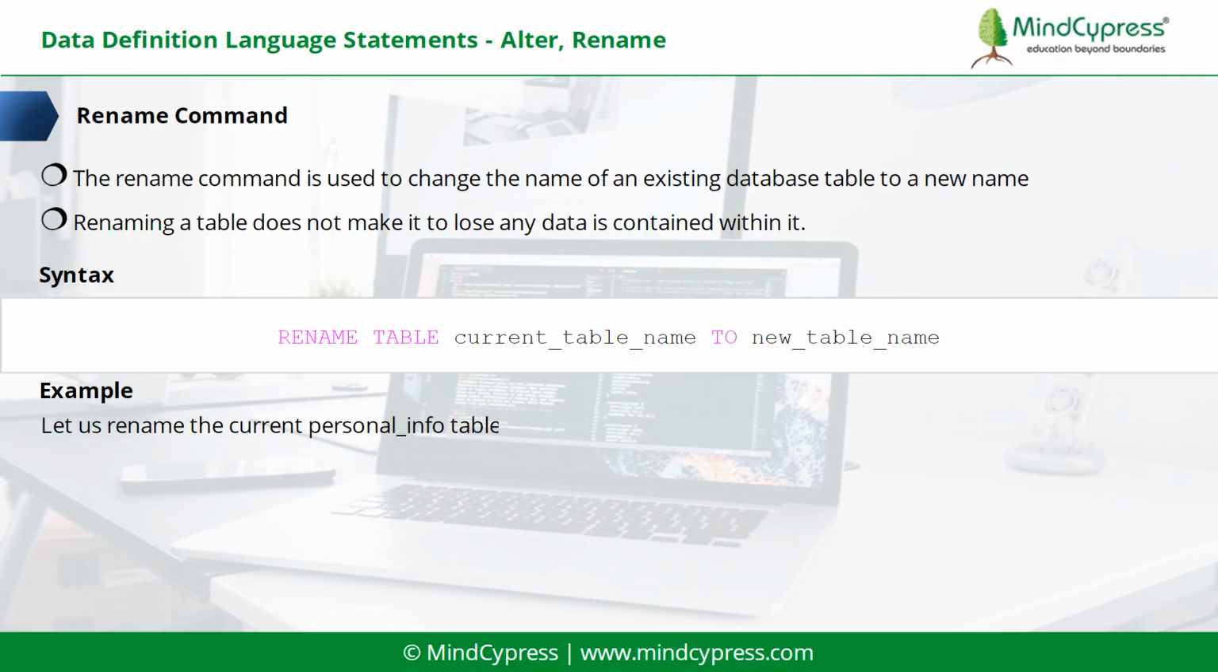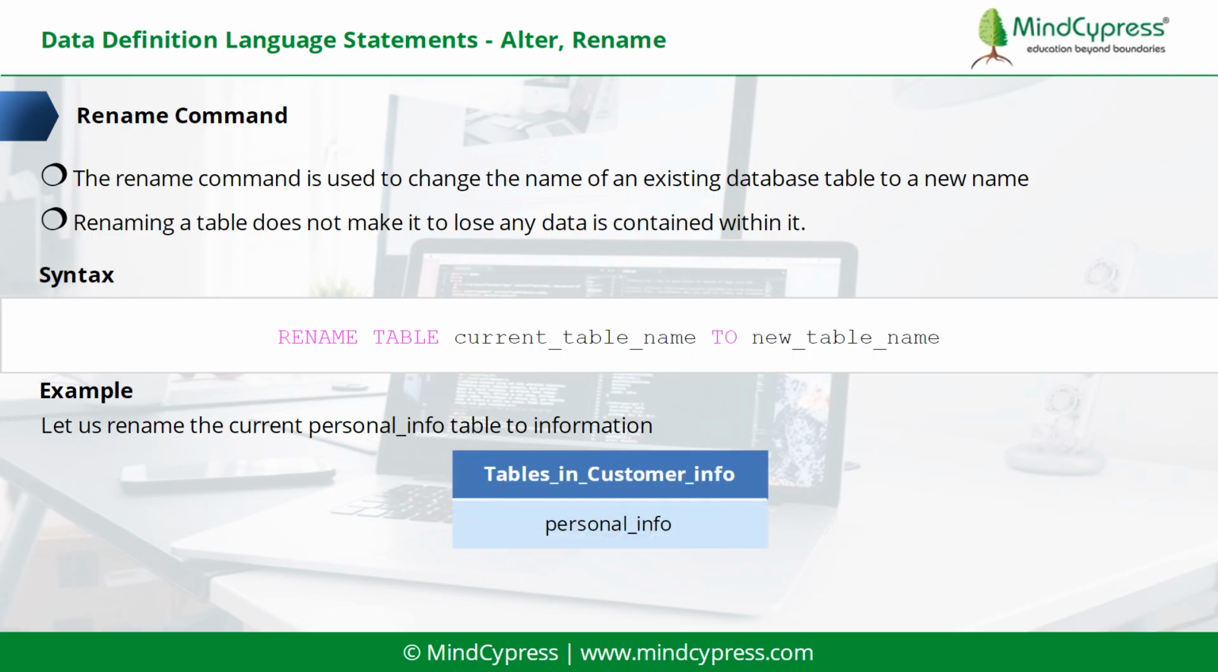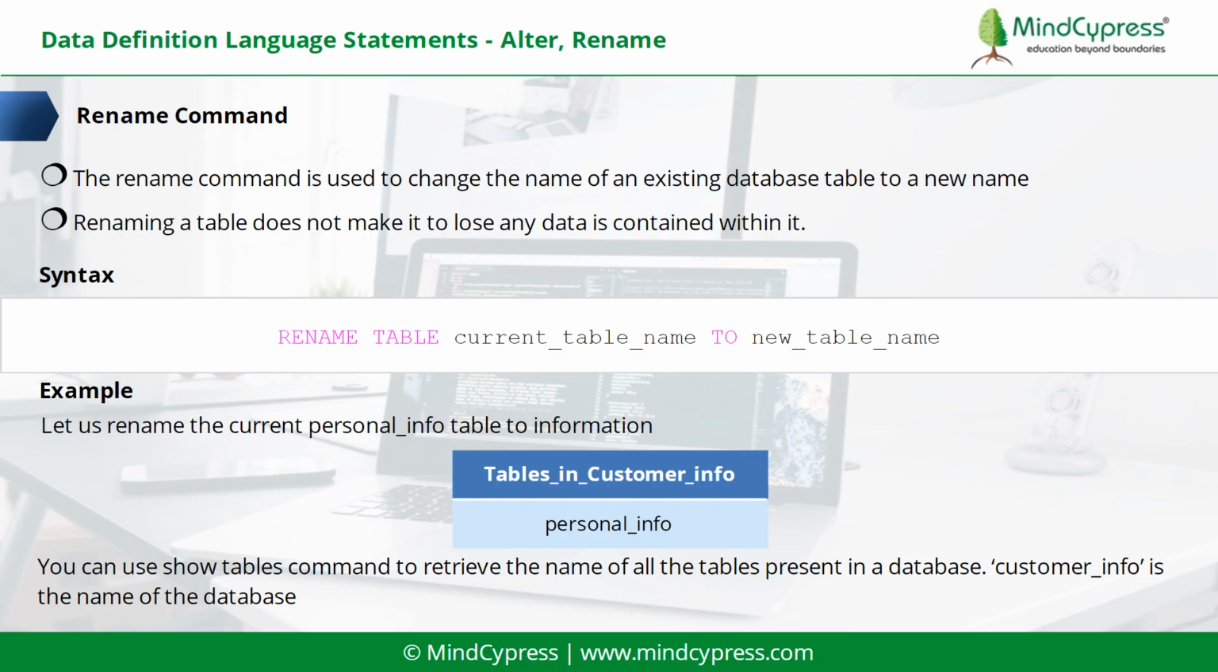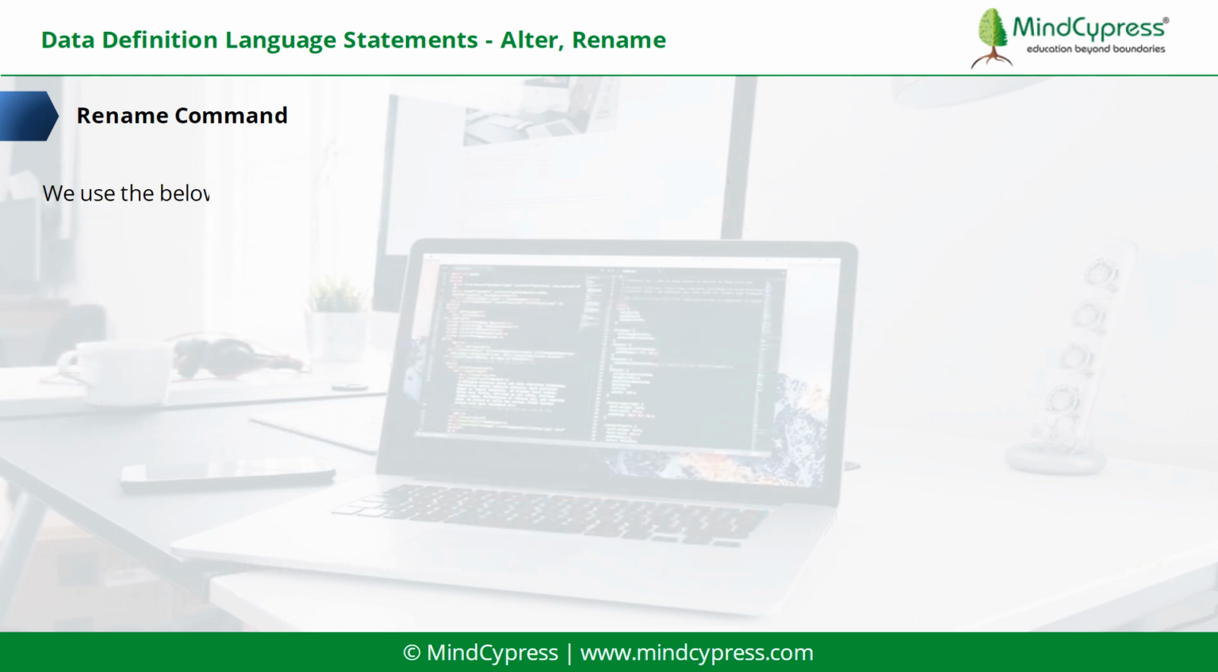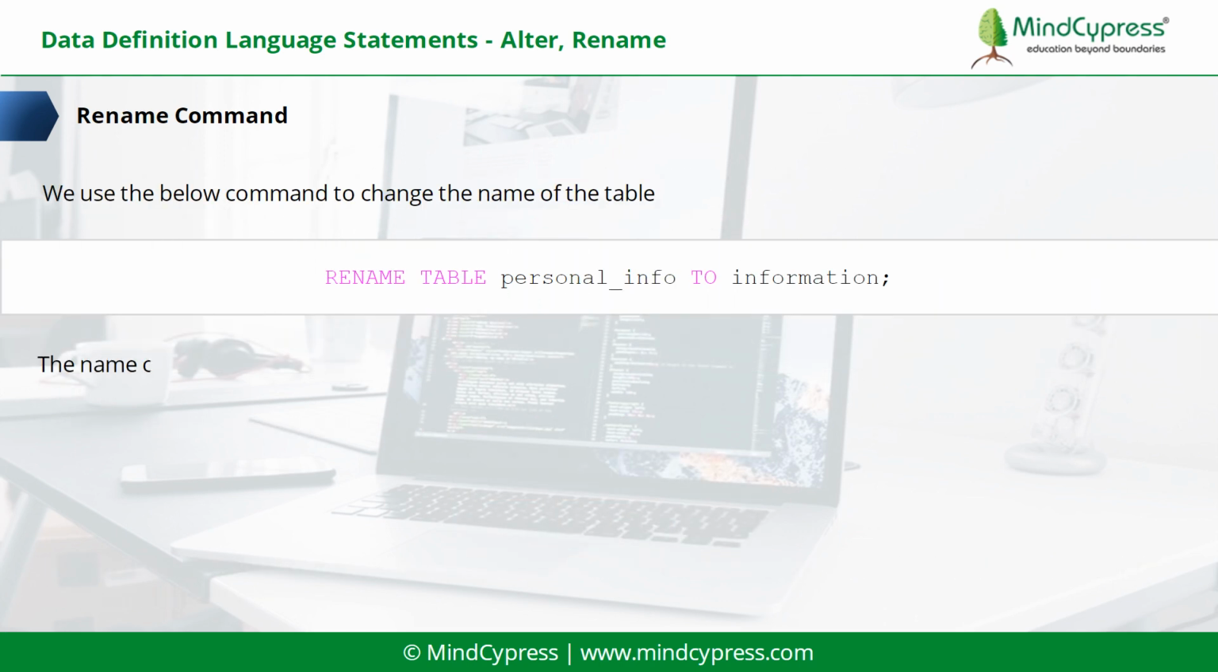Example. Let us rename the current personal info table to information. You can use the show tables command to retrieve the names of all the tables present in a database. Customer info is the name of the database. We use the below command to change the name of the table. The name of the table personal info is now changed to information.